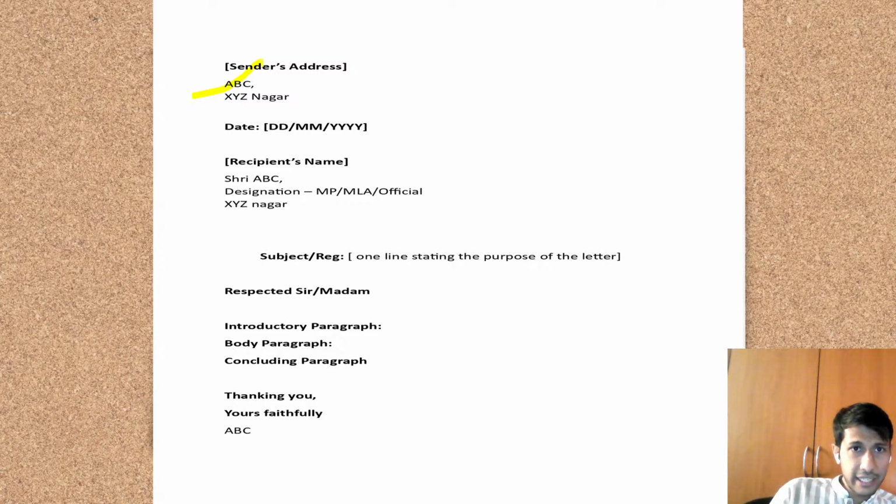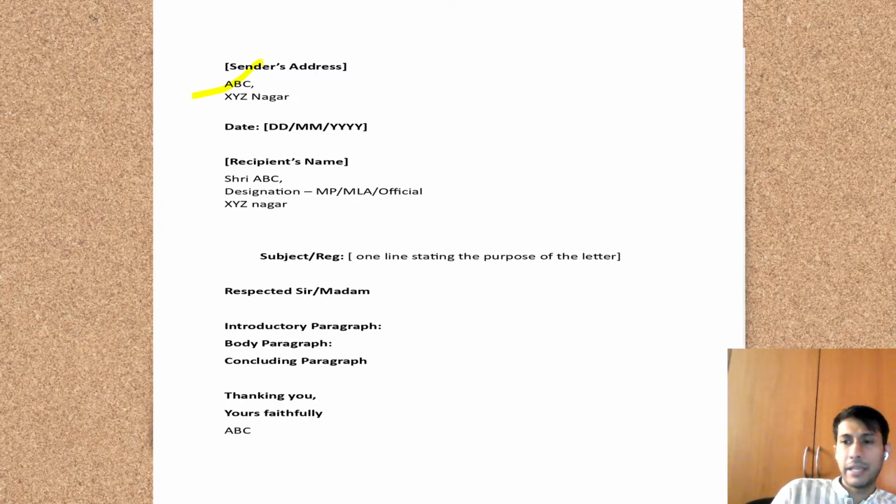Then you write the date. Date should be written in date, month, year format. Like today is 15th October, right? 15th October, comma 2024. That also you can write. So many people write the full one, 15th October, comma 2024. Write that. Then you have to write the recipient.